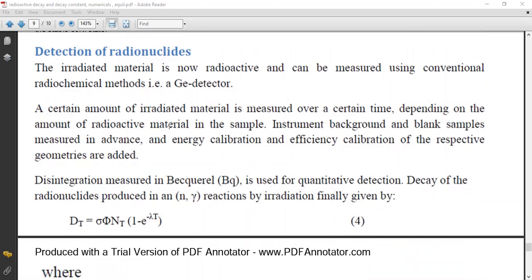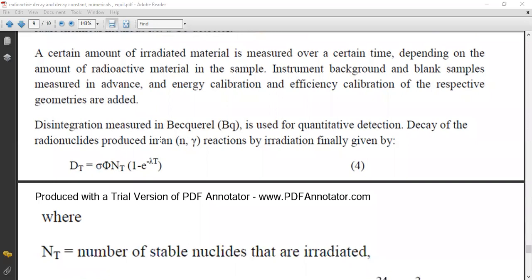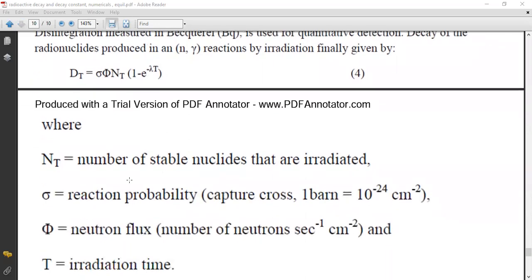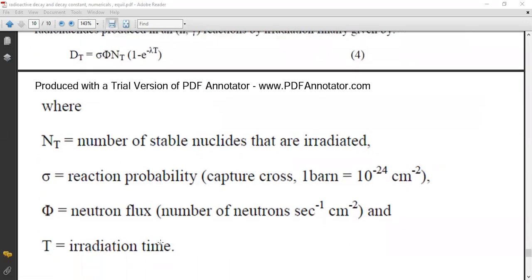And how can you determine the concentration? By radiation, using conventional radiochemical methods. A certain amount of radiated material is measured over a certain time, depending on the amount of radioactive material in the sample. Instruments like background and blank samples are measured in advance, and energy calibration and efficiency calibration of the respective geometries are added. So we can determine the disintegration, measured in becquerel, as the unit. Quantitative determination: dN/dt is equal to sigma phi N_d times (1 minus e raised to minus lambda t), where N_d is the number of stable nuclides that are irradiated, sigma is the reaction probability, phi is the neutron flux, and t is the irradiation time.